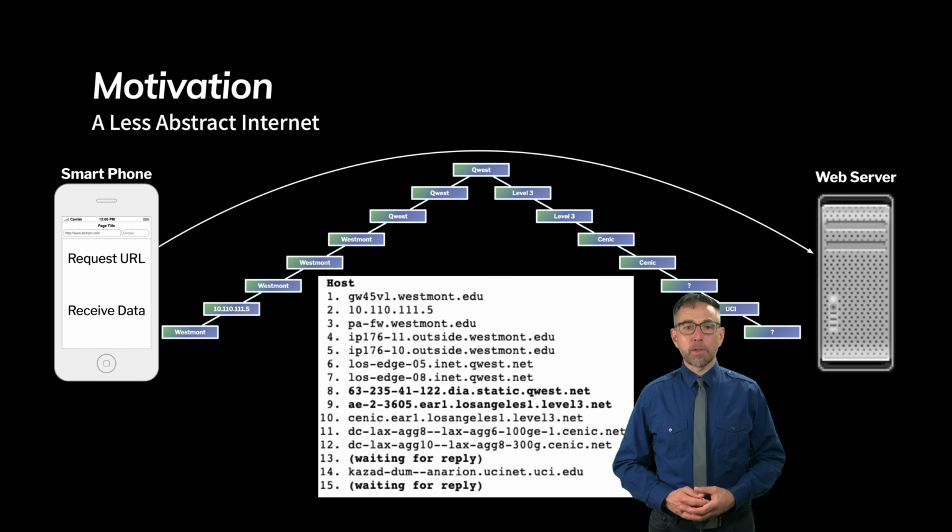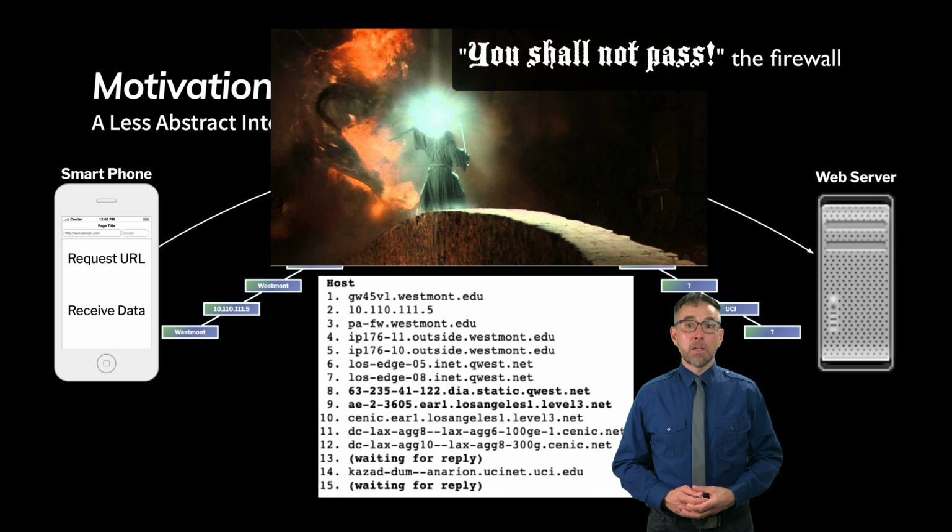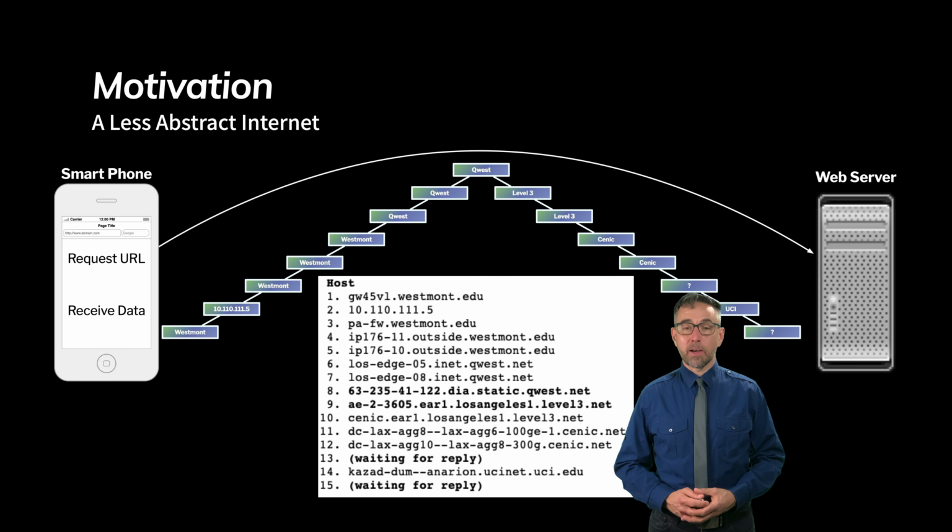That firewall probably was step 5, the point at which my traffic left Westmont's campus and was delivered to a commercial network called Qwest. Qwest carried my traffic for 3 more steps before it passed it on to another company called Level 3. Level 3 passed it on to Scenic, and Scenic ultimately passed it on to the UCI firewall, step number 14, called Khazad-dûm, which is a Lord of the Rings reference for those of you who are interested. Those 15 steps all were working together in order to get my data from one place to another.